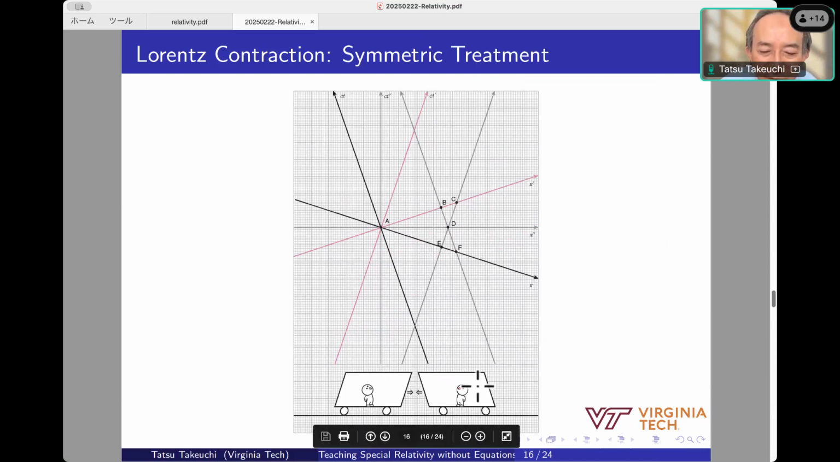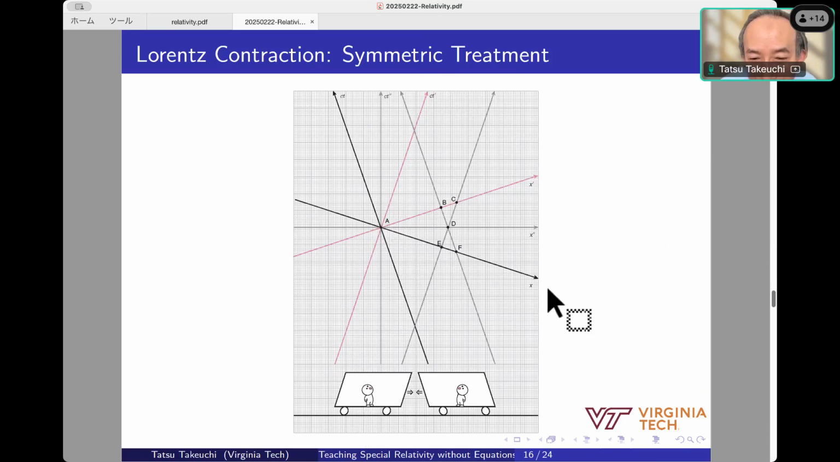So imagine that you have two train cars that are moving in opposite directions with the same speed. Then this black line and this black line represent the nose and tail of the train moving to the left. And this red line and this gray line represent the nose and the tail of the train moving to the right, say. Then the right moving frame of reference will be given by the x prime, ct prime axes, and the left moving frame of reference will be given by the x and ct axes.